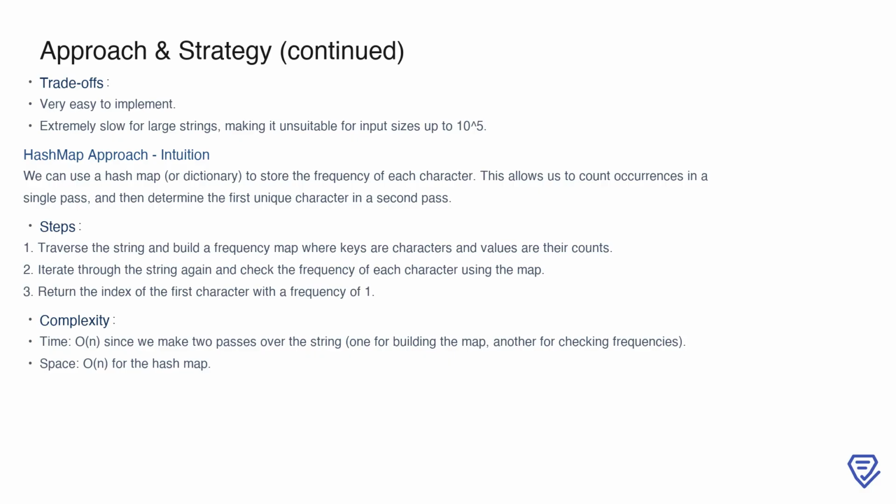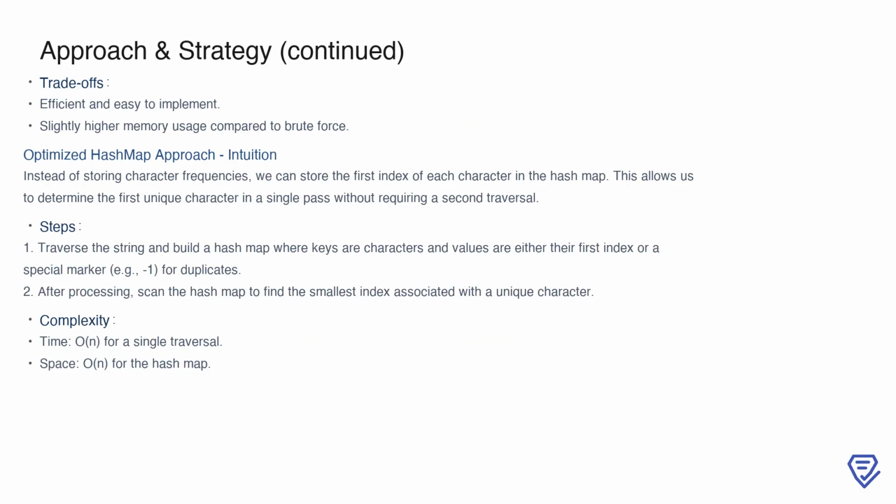This method improves the time complexity to O(n), as there are only 2 linear passes over the string. However, it does require O(n) additional space to store the hash map. The hash map approach is efficient and relatively easy to implement, but it does come with slightly higher memory usage due to the additional data structure.